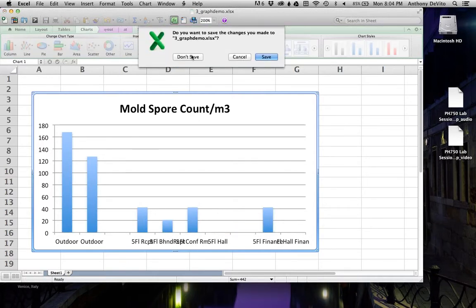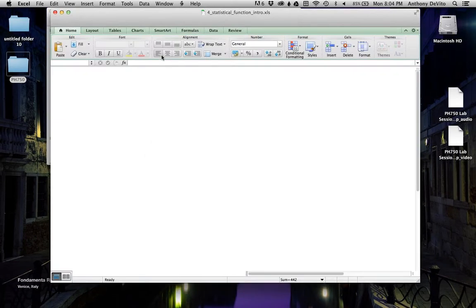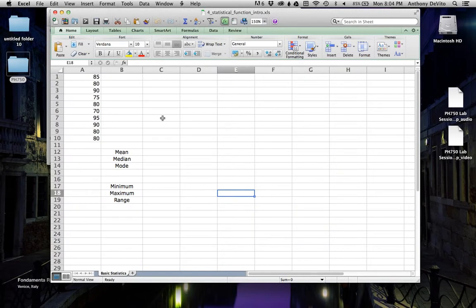Okay, so I'm going to go to the next one where we're going to actually start to apply this to statistical functions. I'm going to open this up, and I've got a simple list of numbers here. These numbers are between 80 and 95. I'm thinking they're blood pressure readings. Let's say there are 10 people, a random sample from some group. And we want to organize it so I understand the numbers a little bit better.